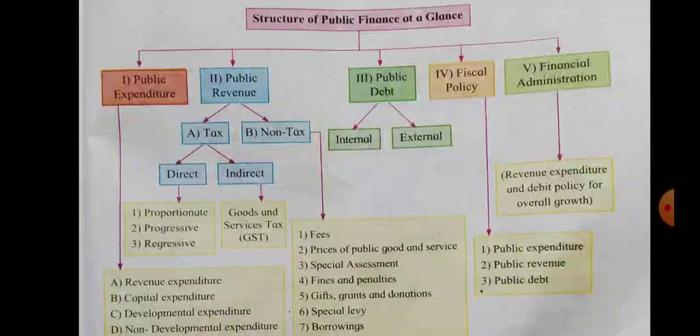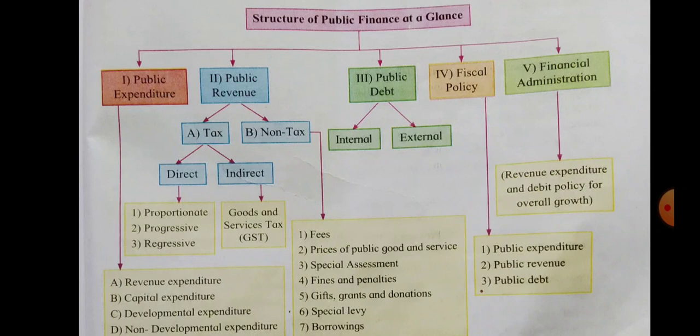Now let us see the structure of public finance at a glance. Public finance in India is divided into five parts. Number one, public expenditure. Number two, public revenue. Number three, public debt. Number four, fiscal policy. And number five, financial administration. Now let us see what is public expenditure. Public expenditure is that expenditure which is incurred by the public authority. Public authority here means central, state and local bodies, for the protection of their citizens, for satisfying their collective needs and for promoting their economic and social welfare. That is public expenditure.